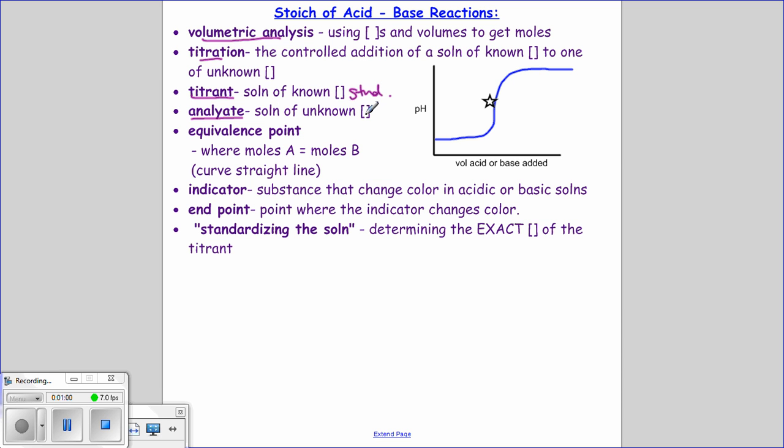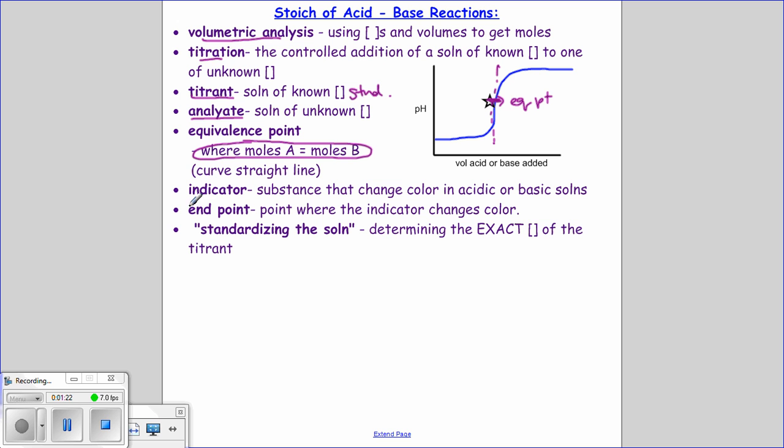These boxes mean concentration. The equivalence point, which I have a star here representing, is going to be when the moles of acid equals the moles of base. And if you look at your titration curve, it's the point where it's most up-down linear. Okay, so the curve turns into a straight line.